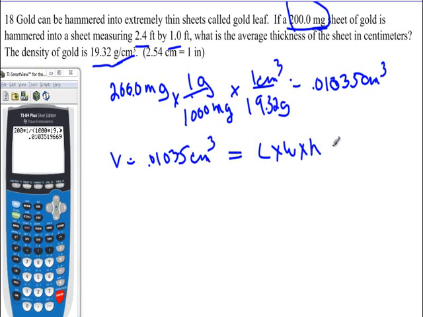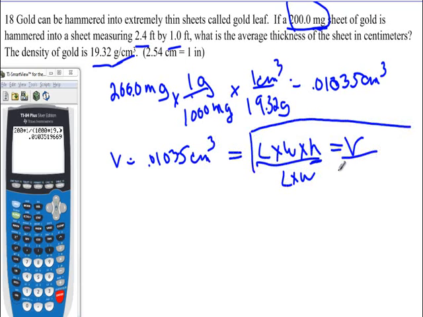Let's actually bracket this and show right here. This is equal to volume, right? And I'm trying to find this. So in order to isolate this, I divide this side by length times width, which means I got to divide this side by length times width. When I do that, this cancels out, and I'm left with height is equal to my volume divided by my length times width.